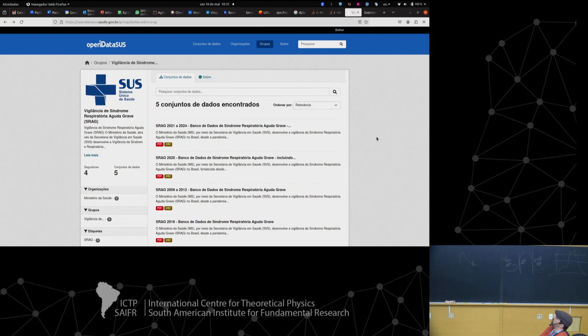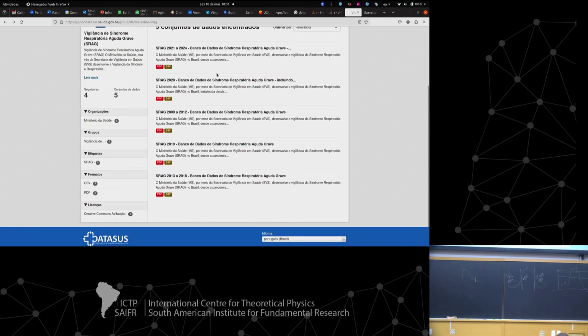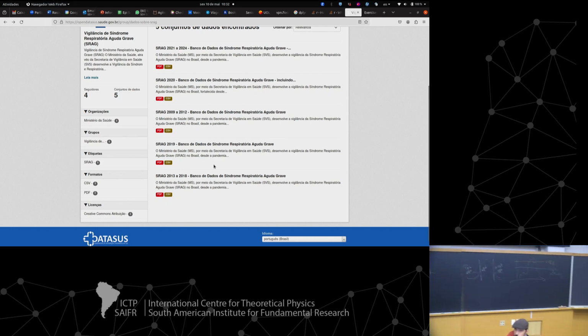But for severe acute respiratory infections, which is the system associated with the notification system, called SIVEP-Gripe, this data set in Brazil, we call it SRAG, síndrome respiratória aguda grave, which would translate to severe acute respiratory syndrome, but it's not that because it would lead to confusion with coronavirus specifically. So it's SARI. We have here now the data from 2021 to 2024, 2020, 2009 to 2012, 2019, and 13 to 18.